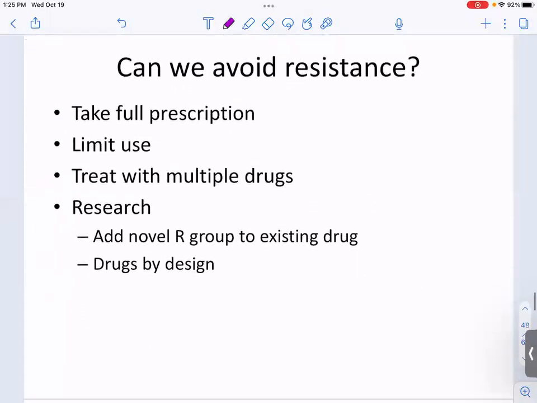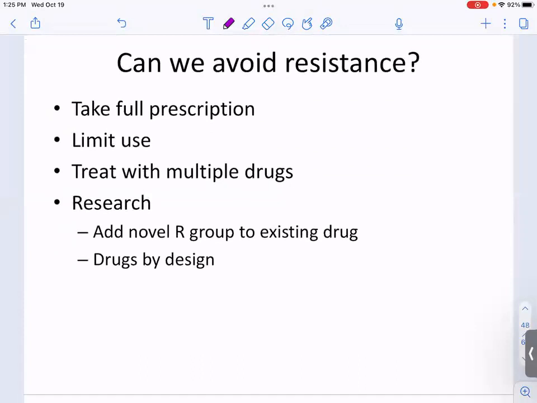Okay, so what can we do? You yourself always take your full prescription and encourage people that you know to do that. I know that my dad is really bad about this. He gets gum infections a lot, and he will take most of the prescription and then save a couple doses for the next time he gets a gum infection, which is, you really got to make sure that you kill all those bacteria if you can.